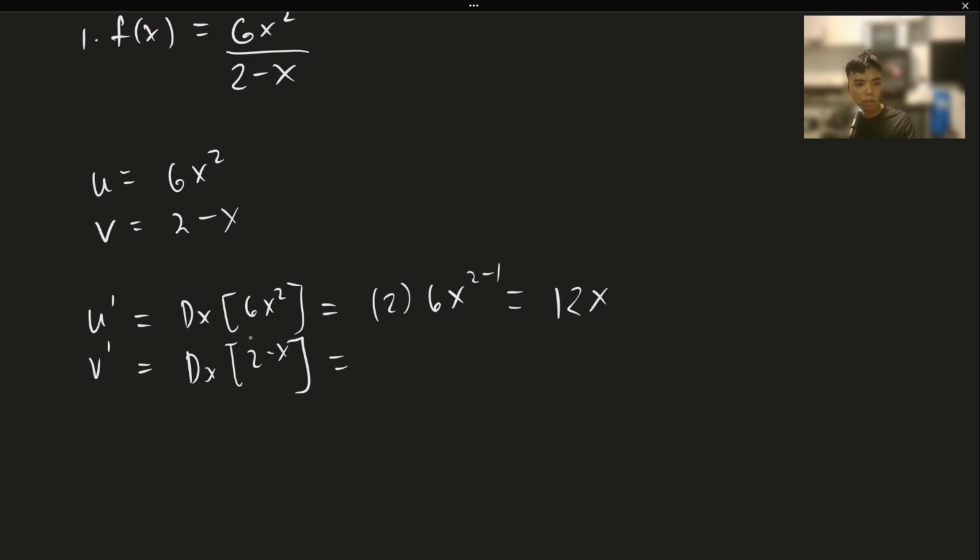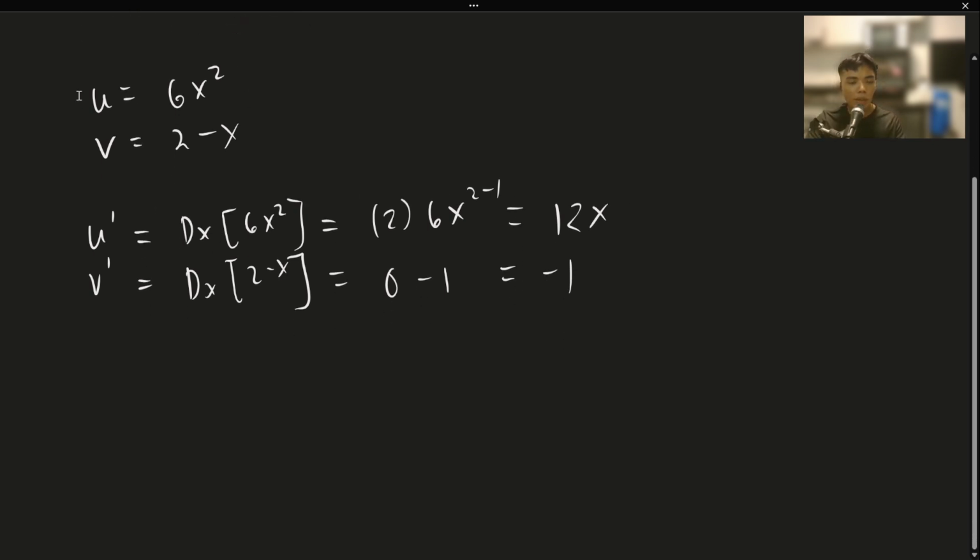As for this one, you can evaluate each term separately to find its derivative. So the derivative of 2 is simply 0. The derivative of any constant is 0. The derivative of x is 1. So this gives us 0 minus 1 or negative 1. So now we have u, v, and u prime and v prime.